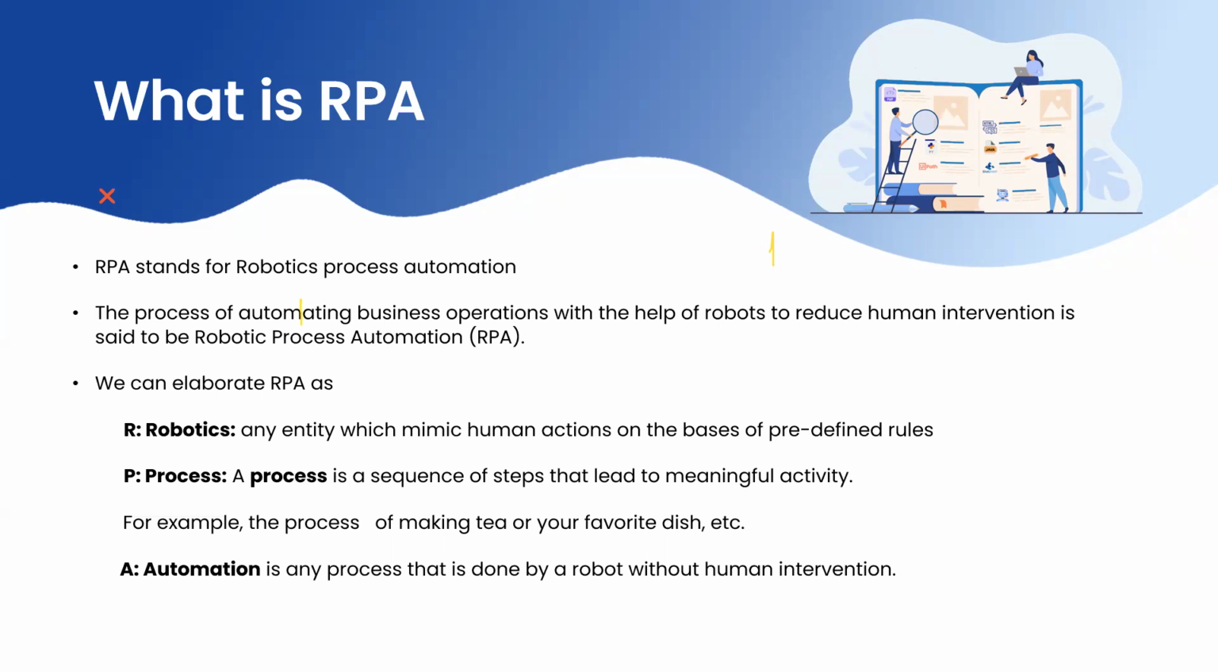Okay, so RPA stands for robotics process automation. What does robotics stand for? A robot is any entity which mimics human action on the basis of predefined rules. If I create a thing out of gear and iron, and it is walking, it is flipping, then I can say this is a robot, because it is mimicking human action.